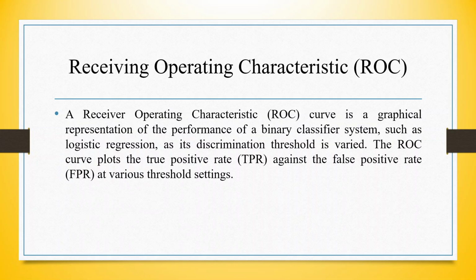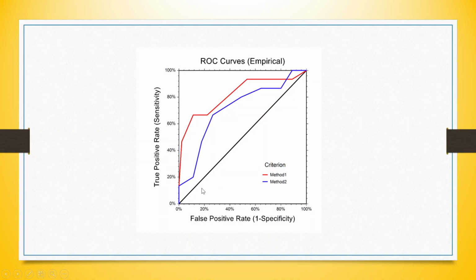A receiver operating characteristics curve is a graphical representation of the performance of the binary classifier system such as logistic regression, as its discrimination threshold is varied. The ROC curve plots the true positive rate against the false positive rate at various threshold settings. So you can see here the dark blue diagonal line is just a random guess, and the ideal line is overlapping the y-axis and x-axis, that is a straight y line and straight x-axis, that is an ideal curve. This we can never achieve, but we want to go nearer and nearer to the idealistic situation.